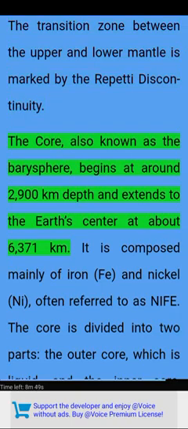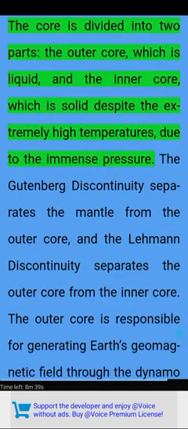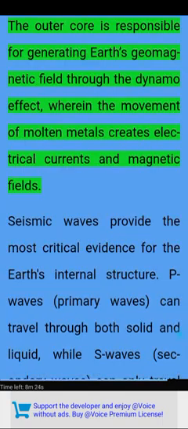The core, also known as the barysphere, begins at around 2,900 kilometers depth and extends to the Earth's center at about 6,371 kilometers. It is composed mainly of iron (Fe) and nickel (Ni), often referred to as NiFe. The core is divided into 2 parts: the outer core, which is liquid, and the inner core, which is solid despite the extremely high temperatures, due to the immense pressure. The Gutenberg discontinuity separates the mantle from the outer core, and the Lehmann discontinuity separates the outer core from the inner core. The outer core is responsible for generating Earth's geomagnetic field through the dynamo effect, wherein the movement of molten metals creates electrical currents and magnetic fields.